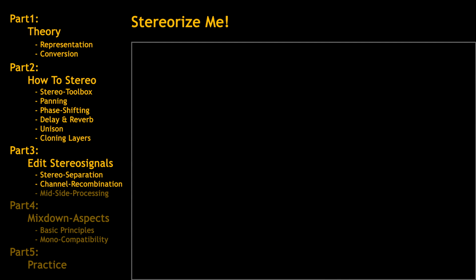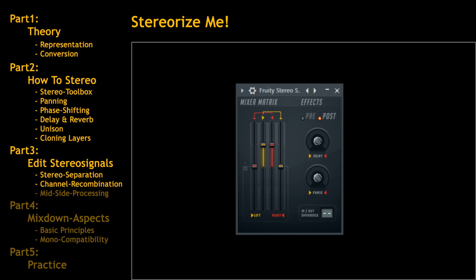A more advanced approach to stereo separation and a whole lot of other concepts is recombining the left and right channel. This is the point where we finally do what we are talking about the whole time: extracting the mid signal and the side signal. Let's take a closer look at that ominous mixer matrix of the Fruity Stereo Shaper. We've got 4 faders here, 2 for the left and 2 for the right channel. The signal of the 2 faders on the left goes out to the left channel, and the 2 on the right goes out to the right channel.